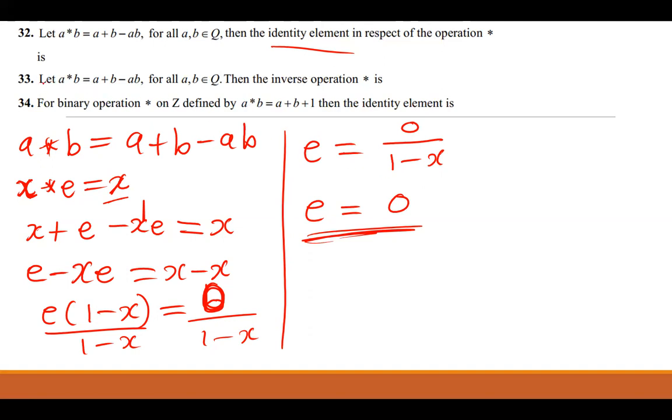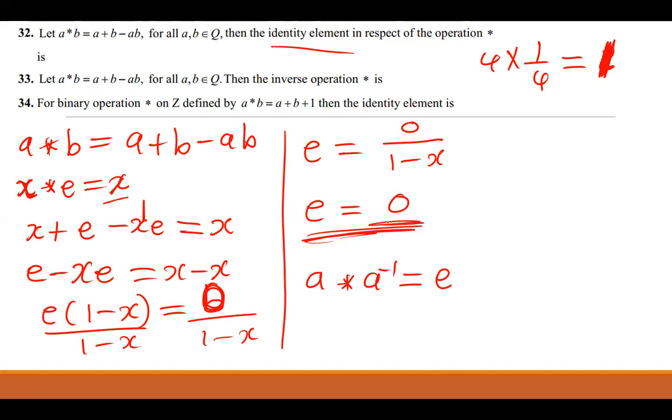So let's look at the second part, which says, let X star B be equal to that for all A and B members of rational numbers. Then the inverse operation star is, so how do you find the inverse? Remember what I said? I said A star its inverse, the answer is supposed to be what? Let's look at this practical example. If we multiply 4 times its multiplicative inverse, the answer is supposed to give us the identity element, which is E. So the identity element is 1 in this case. So A star its inverse, the answer is supposed to be E.